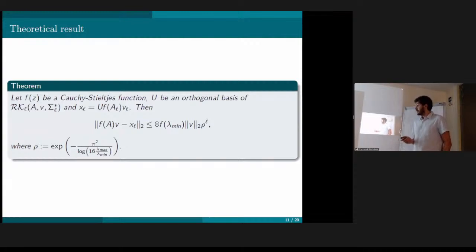And if you do that, you end up with this upper bound for the error after L steps of the rational Krylov subspace. So you have an exponential decay in the error that depends mildly on the condition number of the matrix. So it appears just at the denominator of the exponent inside the logarithm. And you have an explicit computable quantity here. Maybe you have f of lambda min that plays a bit the role of a condition number in the constant.